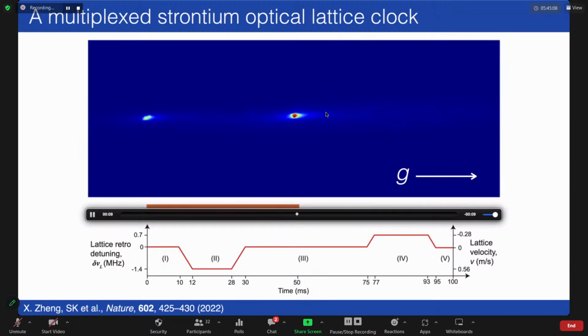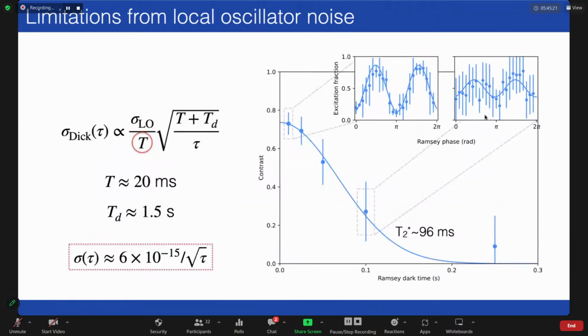And now we basically have two clocks that we can use to try to improve the performance of our clock over the traditional technique where you just have one ensemble of atoms that you probe with one clock laser. So why does that help? Well, if you look at this expression, one of the only things that you can do to really improve the performance here is increase your coherent interrogation time.